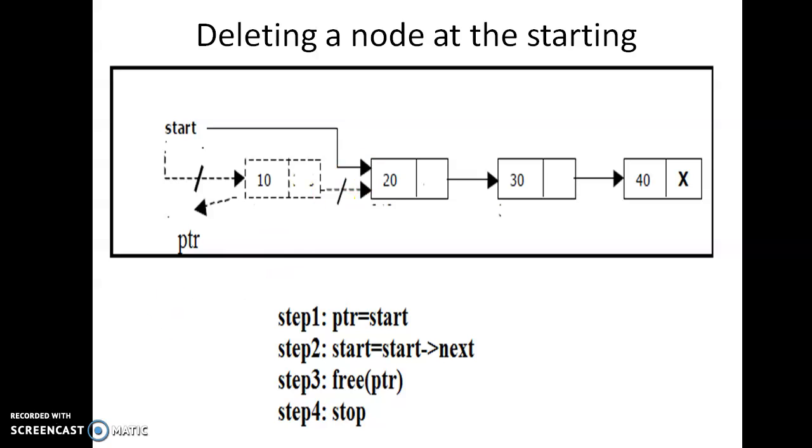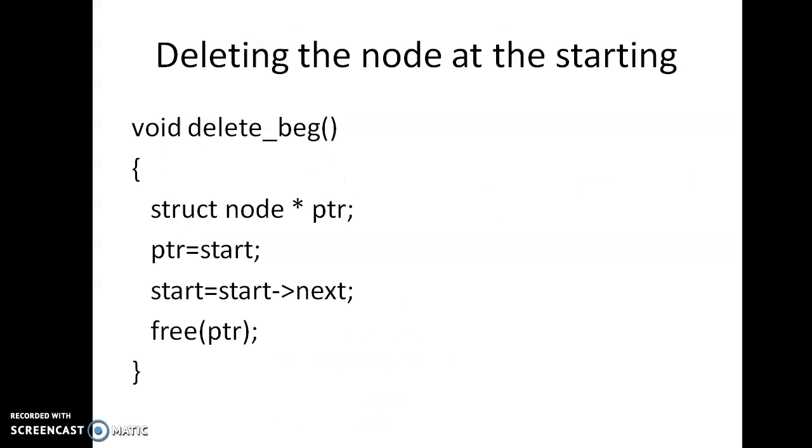So once again we are seeing this one. Now the start is not pointing to the first location, it is pointing to the starting of the next location. So if you see the code for this particular thing, I am taking the pointer pointing to the start, and start is pointing to the pointer of the next, and we are removing that particular pointer.